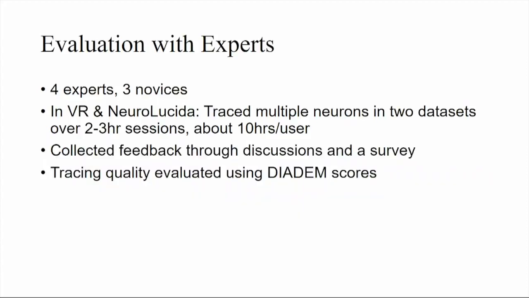We collected feedback through informal discussions and a survey, and evaluated the tracing quality using DIADEM scores, which is a method in neuroscience for comparing traces of the same neuron against a reference tracing. So it would be scored on how identical your trace is. A score of 1.0 would mean your trace is completely identical, and a score of 0 would mean that your trace is completely dissimilar and not useful for analysis.